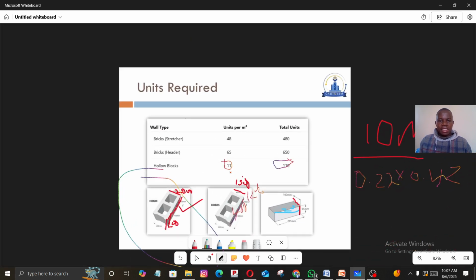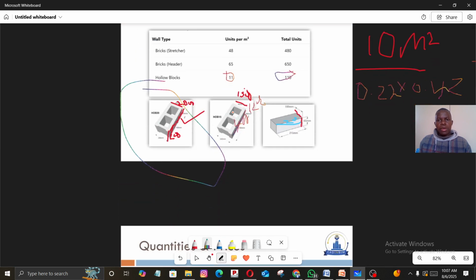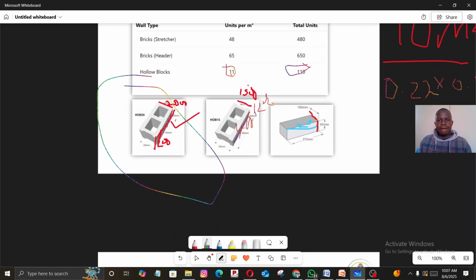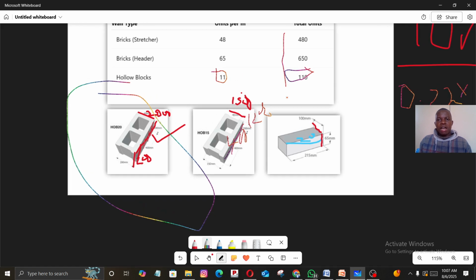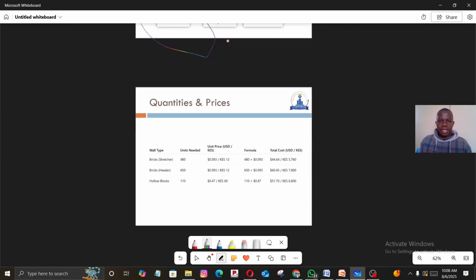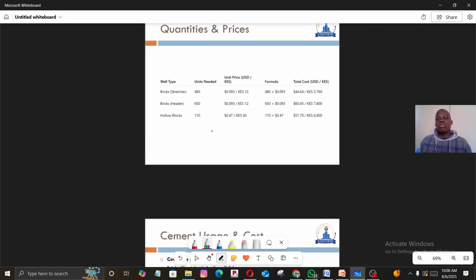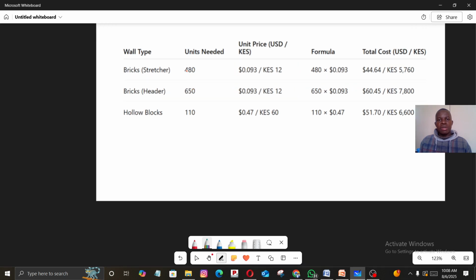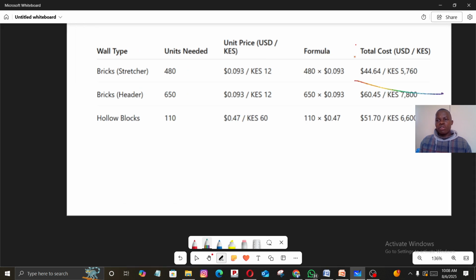And having said that, this is the number of bricks that we have for all these types of bricks. Once you have the number of bricks, we simply get the unit price and multiply. If you want to get the cost of the bricks, this is the number of bricks, then this is the unit price. You simply multiply and get your total cost of brick. So this is the cost for that brick.